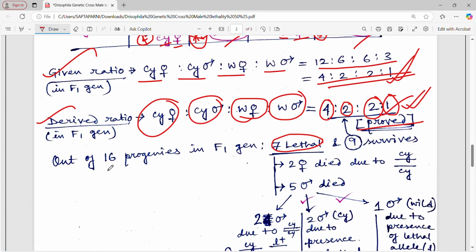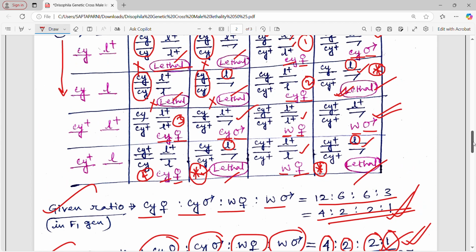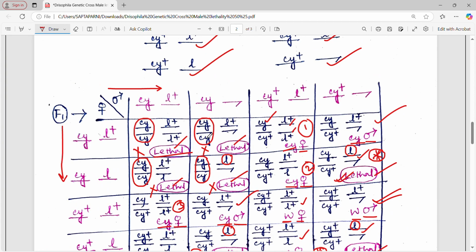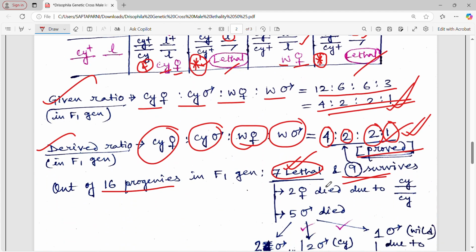Out of 16, when 7 are dead, obviously 9 survive, and you can see those 9 are formed by 4 Curly female, 2 Curly male, 2 wild female and 1 wild male. Now see, among these 7 lethals there are 2 lethal females. This one is one lethal female and this one is another lethal female. So there are only 2 lethal females, and those 2 died due to presence of Cy.